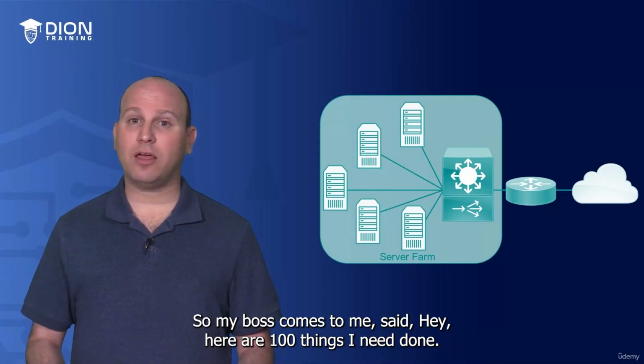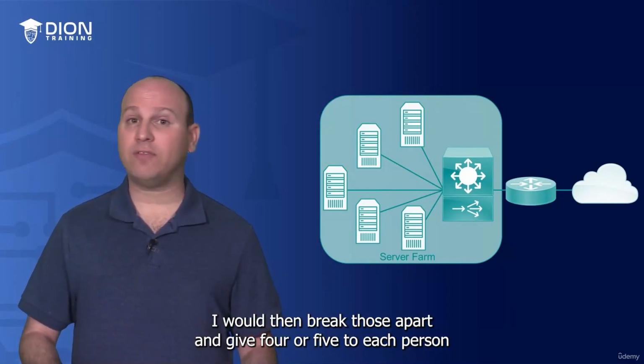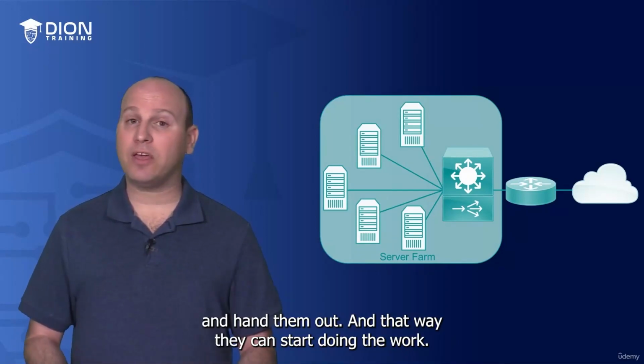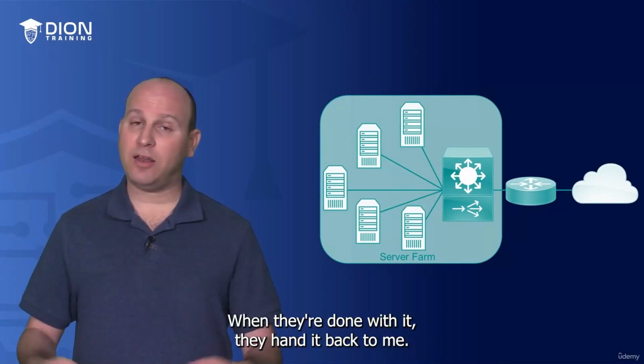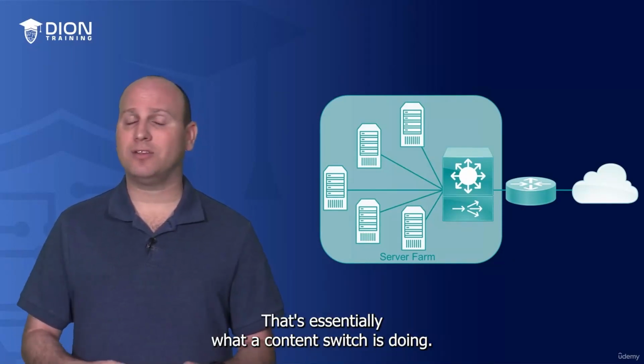So my boss comes to me and says, hey, here are 100 things I need done. I would then break those apart and give 4 or 5 to each person and hand them out, and that way they can start doing the work. When they're done with it, they hand it back to me, I consolidate it, and then I give it back to my boss. That's essentially what a content switch is doing.